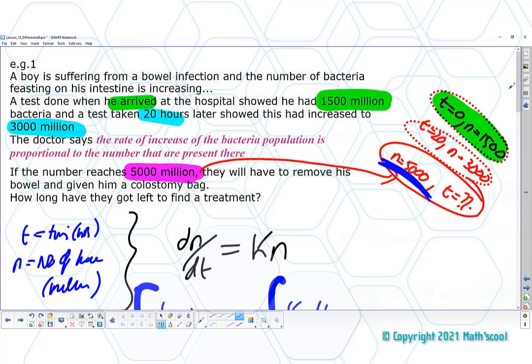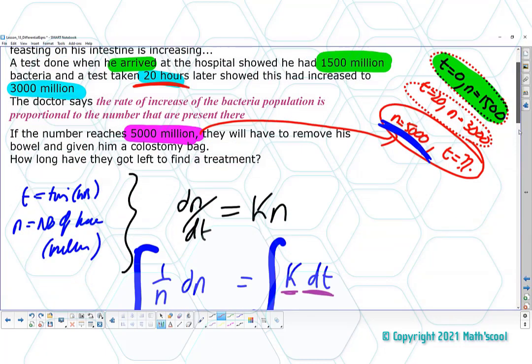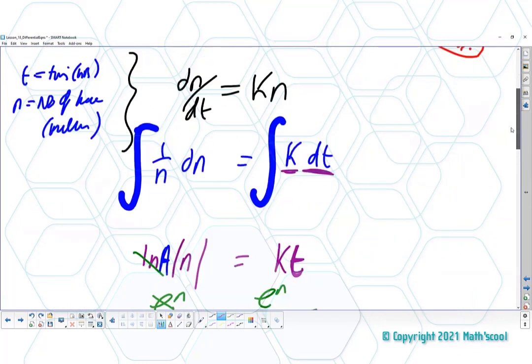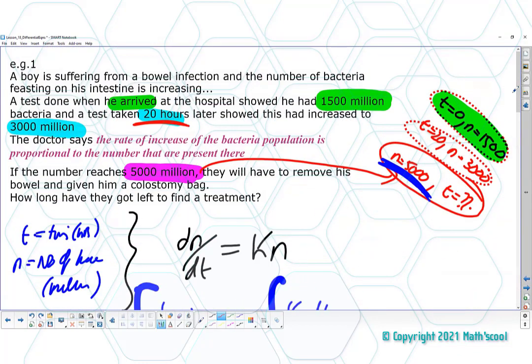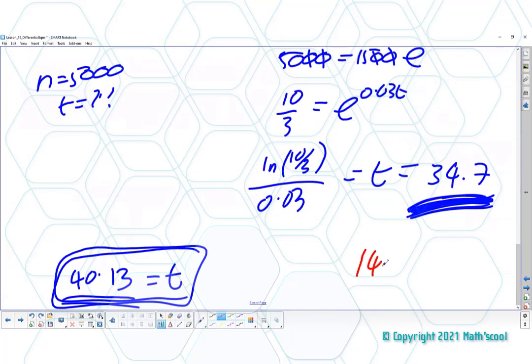When did we start the clock? Is that now, when we're doing the question, when he came in? Because we know that a test was done 20 hours after he came in. So we know that 20 hours has already passed. At best, we've got 14 hours left to save him. If I go home, by the time I come back tomorrow it would be too late, and he's going to have his whole bowel removed. That would be a terrible mistake. The answer is we've got 14.7 hours left.